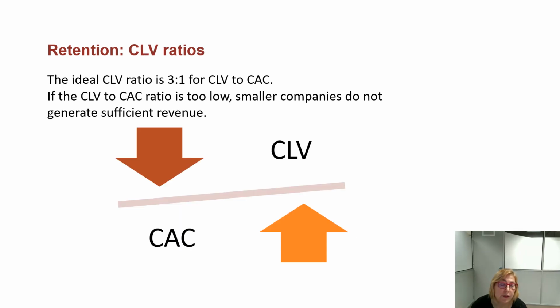There are also CLV ratios that tell you if your company's budget is wasted or used properly. The ideal CLV ratio is 3:1 for CLV to CAC. If the CLV to CAC ratio is too low, smaller companies, especially startups, do not generate sufficient revenue and you have a major problem. And here on this graphic you can see the customer acquisition cost, which should always be much lower than the CLV, right? Otherwise you will not have an ROI which makes sense.